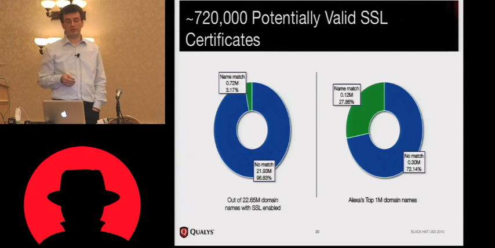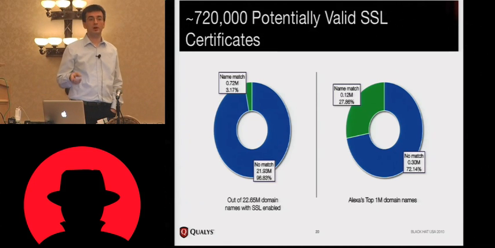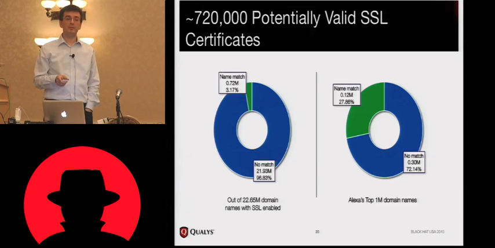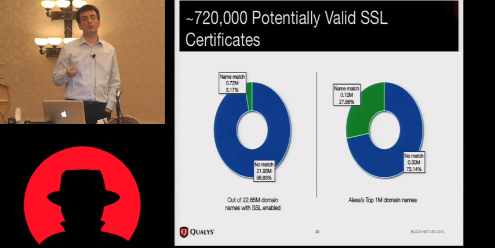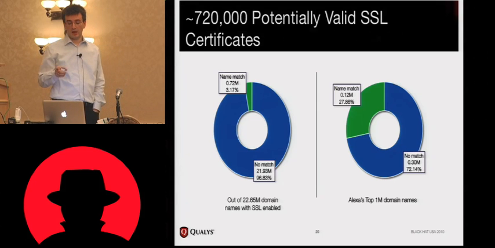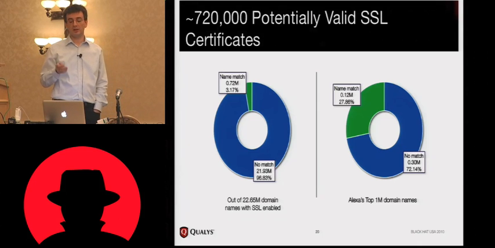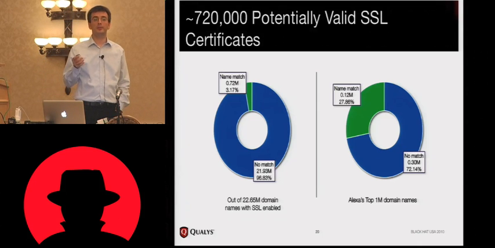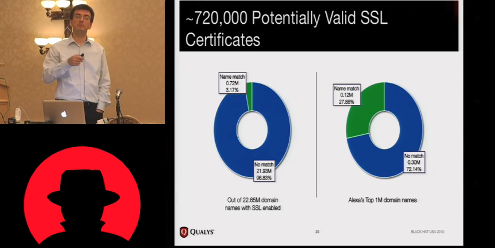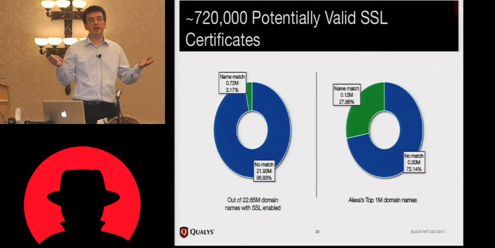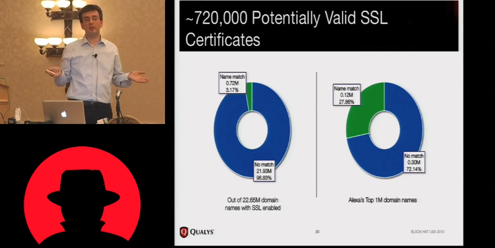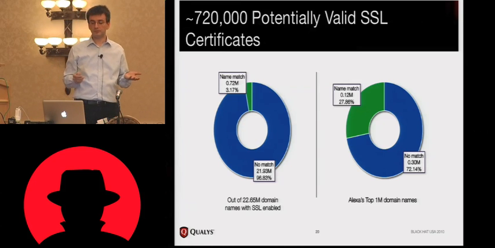Just as a way of comparing things, the pie chart, the donut on the right, is the same analysis of Alexa's top 1 million domain names. So you can see that, relatively speaking, almost 1/4 of all top 1 million websites actually have SSL and proper certificate names that match the domain names, which also makes sense because in our large sample, there are all sorts of domain names, most of which are probably parked.